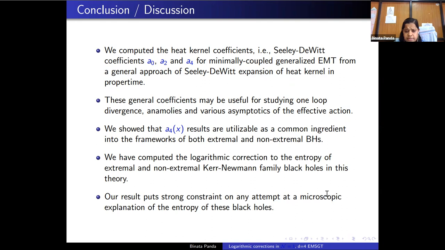And for our theory, the generalized Einstein-Maxwell theory, we computed the logarithmic correction. Our results, as I said in the beginning, are on the macroscopic side. And this puts a strong constraint on any attempt at a microscopic explanation of the entropy of these black holes. So if anyone is trying to do a microscopic computation for a generalized Einstein-Maxwell theory or this Kohn-Neumann family of black holes in this theory, then they should give a successful comparison to our result.